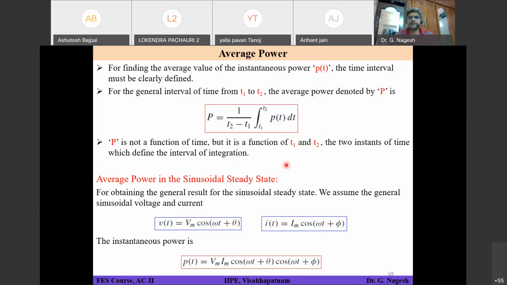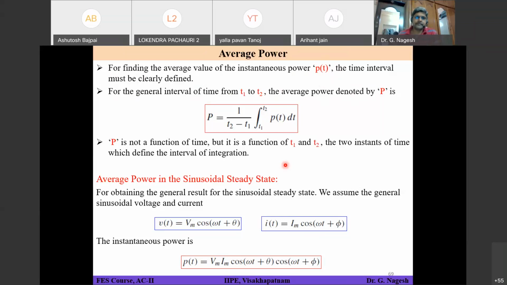So this is the basic information regarding instantaneous power and average power terminologies, and how to calculate the average power. This is your expression; between two time limits you are going to integrate. If you are considering a sinusoidal function, I will calculate the instantaneous power and then the average power, and we'll see what that is.